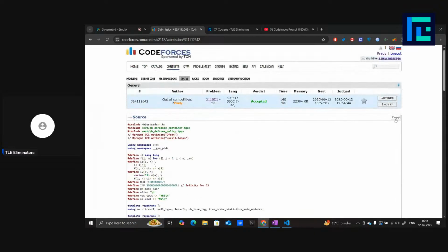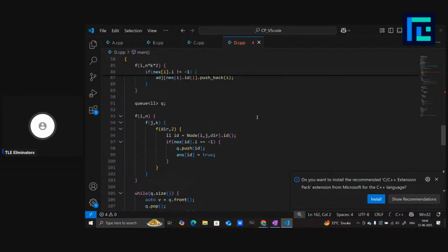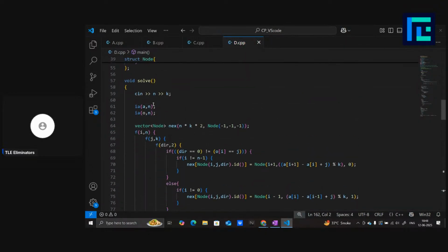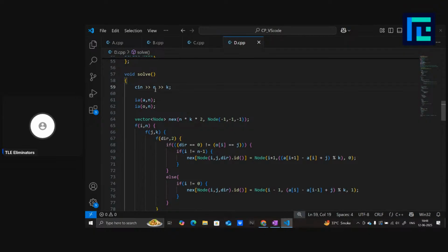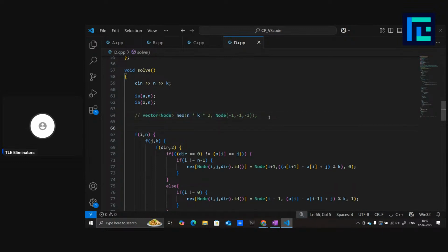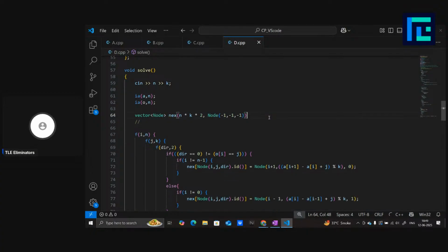I'll show you. Okay, now let's go to the code. Now we'll just go to the code and I'll tell you along the way. So what I'm doing here is take the input of n comma k and take the input of the positions and the offsets. Offset means at what time does the light bulb go off. All right. Then we have a vector of node, or basically something like a 3D vector which will store your answers.